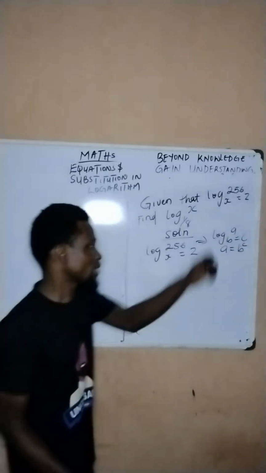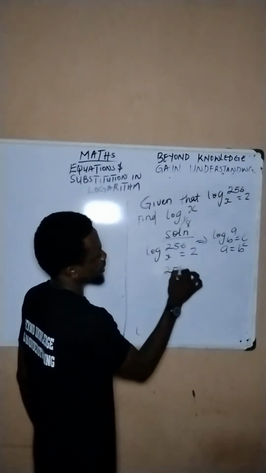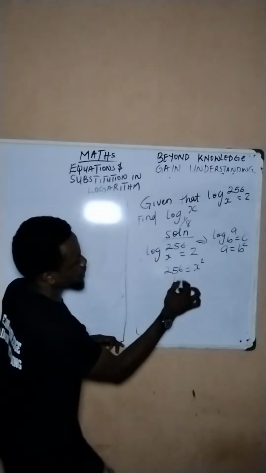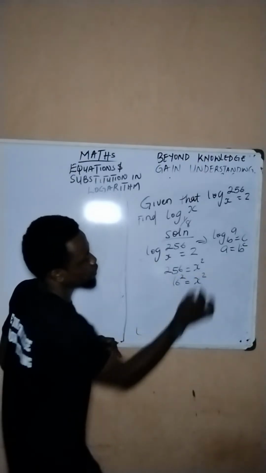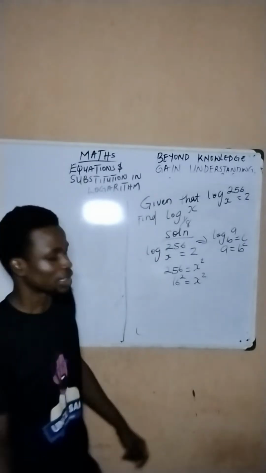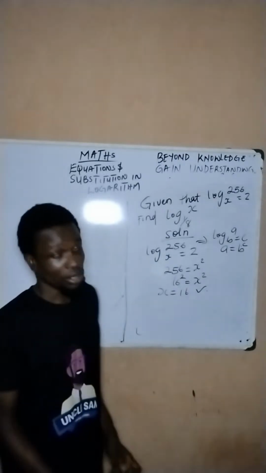So if I apply that here, it's the same thing as saying that 256 is equal to x raised to the power of 2. And this 256 is also 16 squared, equal to x raised to the power of 2. So if the powers are the same, it simply means that the base will be the same. So x is what? 16.